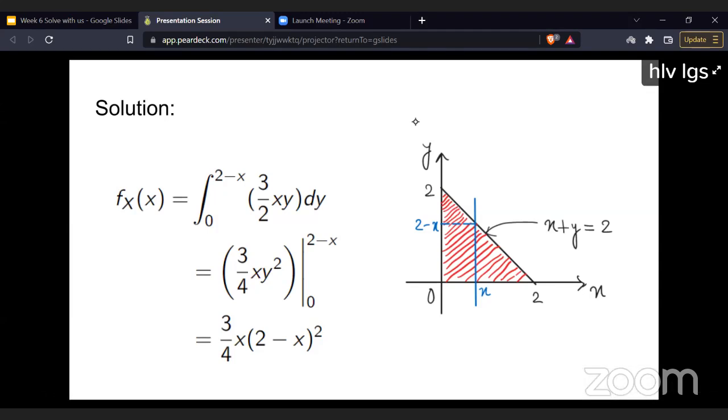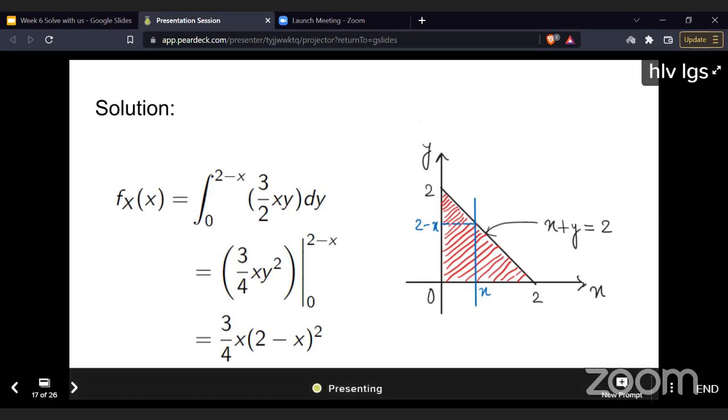Now, since we had to find the marginal of x, we do the integration of the joint distribution with respect to y, correct? That's what we are doing here. Once you are integrating with respect to y, you have to look for the lower limit and the upper limit of y. To find the limit of y, we draw a vertical strip, parallel to the y-axis. Once you draw a vertical strip, you see that your y is varying from 0 to 2 minus x, right?